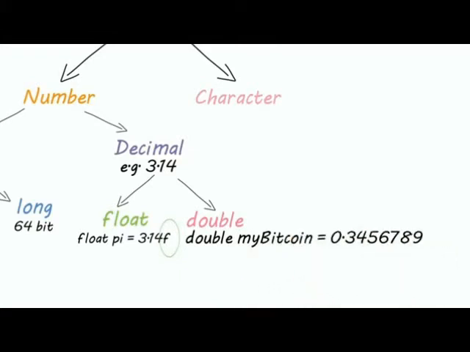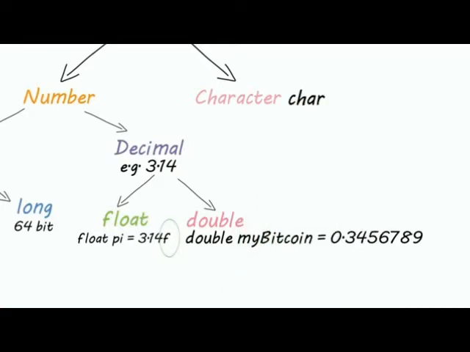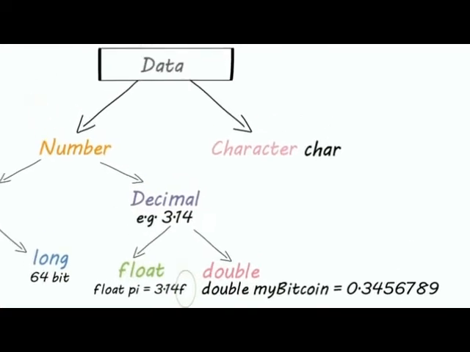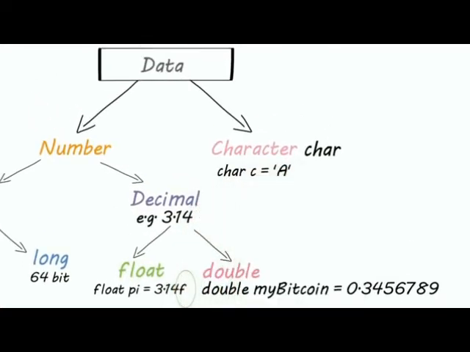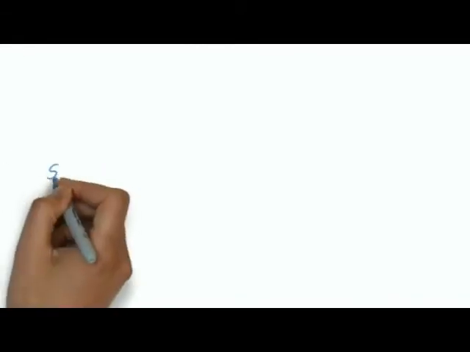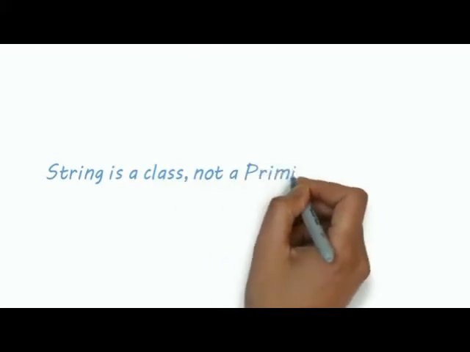Now, for storing characters, we only have char. For example, the example of a character is char c equals 'a'. In Java, string is a class, not a primitive data type.